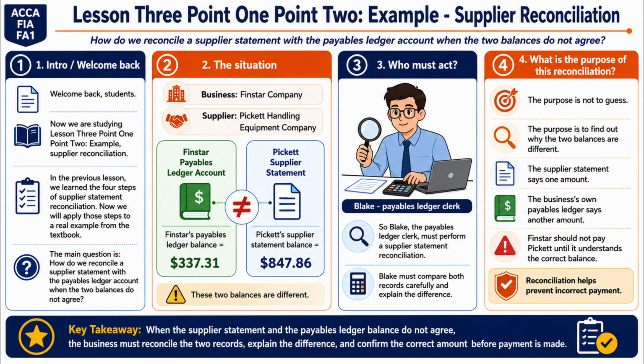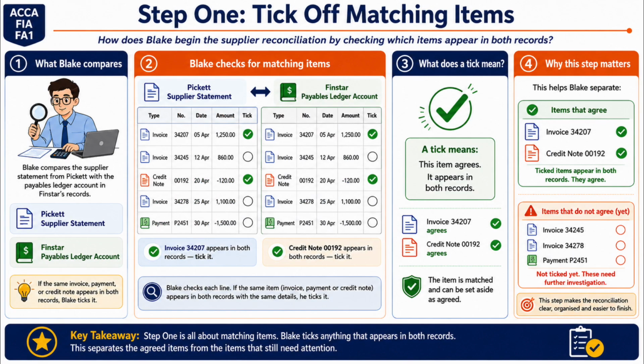So Blake, the payables ledger clerk, must perform a supplier statement reconciliation. What is the purpose of this reconciliation? The purpose is not to guess. The purpose is to find out why the two balances are different. The supplier statement says one amount. The business's own payables ledger says another amount. So Blake must compare both records carefully and explain the difference. This is important because Finstar should not pay Pickett until it understands the correct balance.